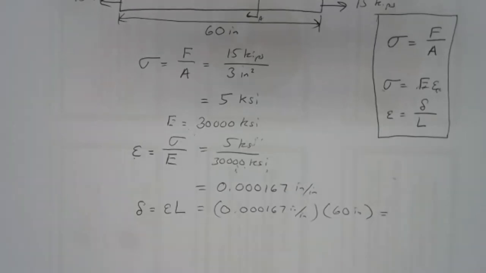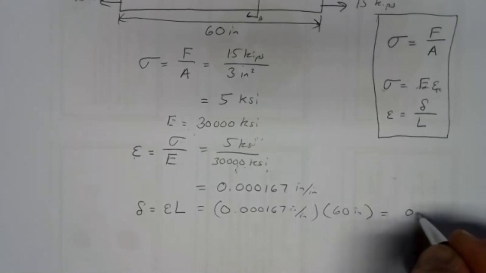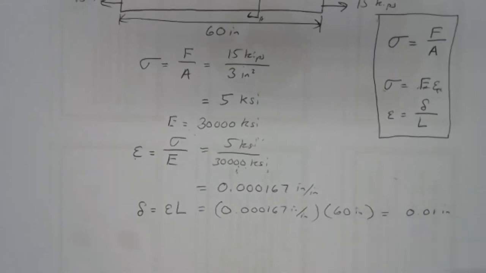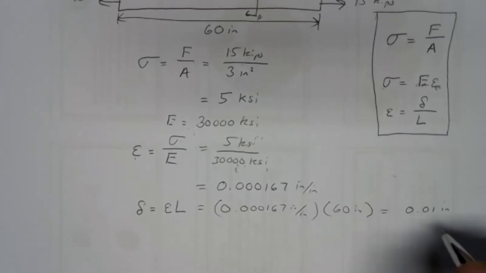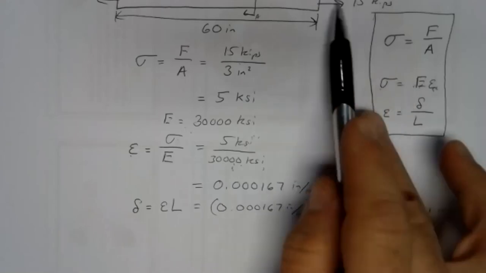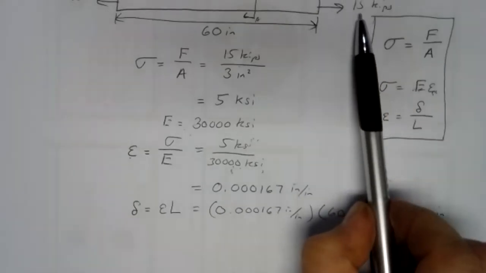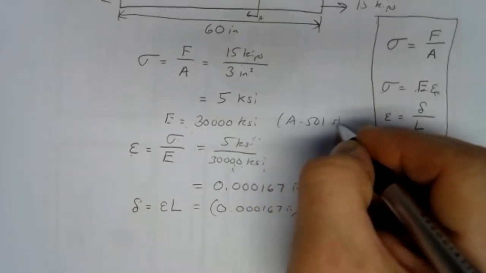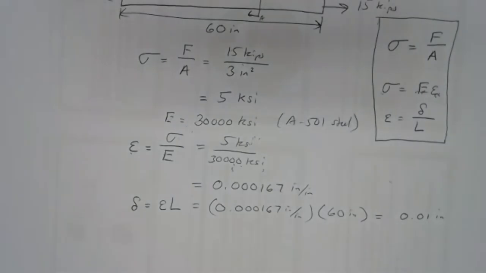So if we multiply that out, we get 0.01 inches. We get 10 thousandths of an inch, or a hundredth of an inch. So overall, this 60-inch long member will grow by 0.01 inches. If we put a 15,000 pound load on it and it's made out of A501 steel.